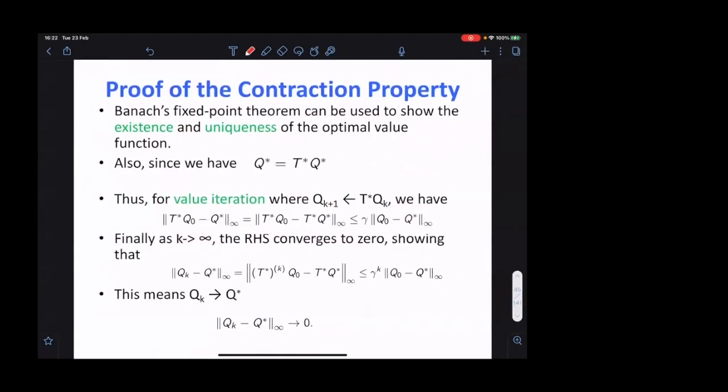Once that holds, we use the fixed point theorem. Last time we talked about the fixed point theorem on correspondence mappings, but in this case it is not that; it's more on functional mapping. Then you can show the fixed point exists, and for value updates, if you use one of these optimal ones, they will eventually converge to the optimal ones.